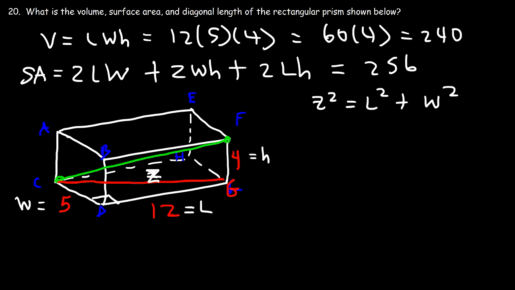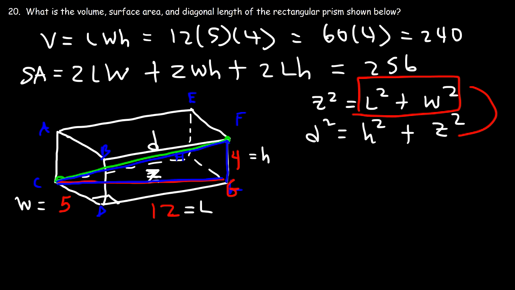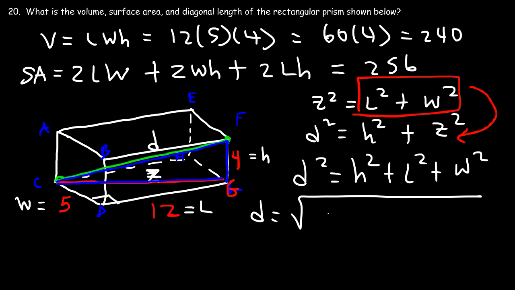Now, notice that we have another right triangle between Z, FG, and CF. So let's call CF D, the length of the diagonal. So D squared is going to equal H squared plus Z squared. Now, I know what Z squared is equal to. Z squared is L squared plus W squared, so I'm going to replace Z squared with that. So therefore, D squared is equal to H squared plus L squared plus W squared. So the length of the diagonal is the square root of L squared plus W squared plus H squared. And that's the formula that we need.